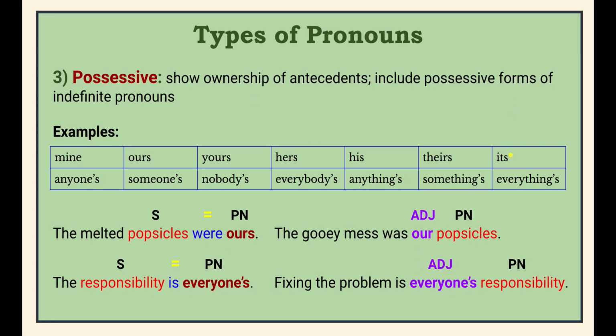In the next sentence, the responsibility is everyone's. The possessive pronoun everyone's is also acting as a predicate nominative because it follows a be verb, is, and it renames the subject of the sentence, responsibility. But in the next sentence, fixing the problem is everyone's responsibility. The word everyone's is acting as an adjective because it is modifying the noun it is right next to, responsibility.